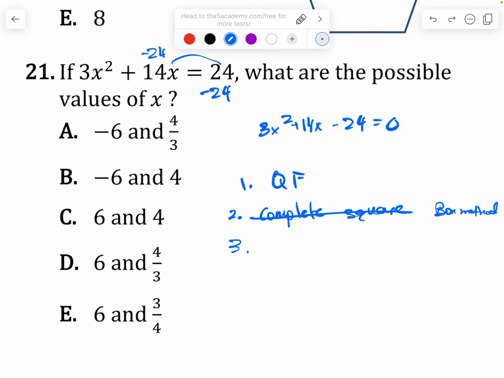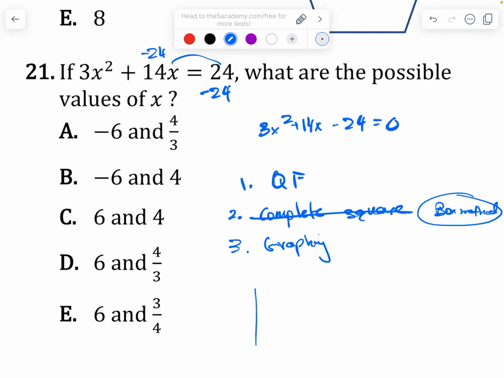And then the other method is just graphing. So you can just plug this into your graphing calculator and find the x-intercepts. Where are the points? What are the x values when y is equal to 0? Okay? Let's do this one.